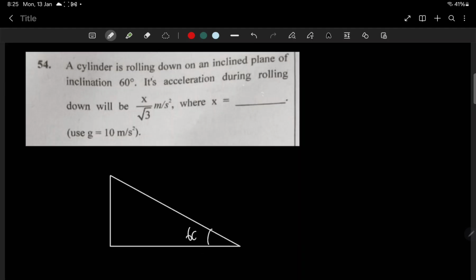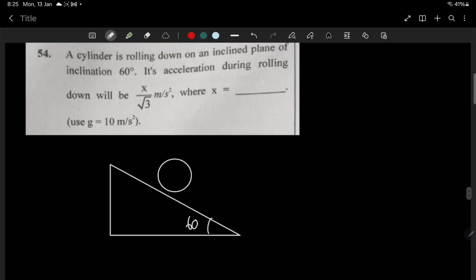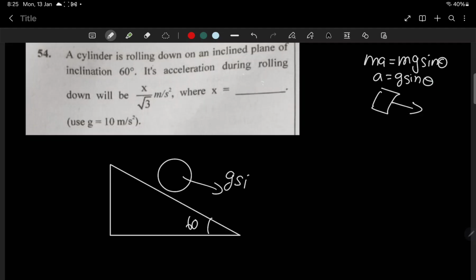It is having inclination 60 degree, mass is rolling. First of all, you know that for any random body, here it is a rolling body. If it was a random mass like this, we take the acceleration as ma is equal to mg sin theta. Therefore a is equal to g sin theta. Right? So first of all, write that g sin theta.